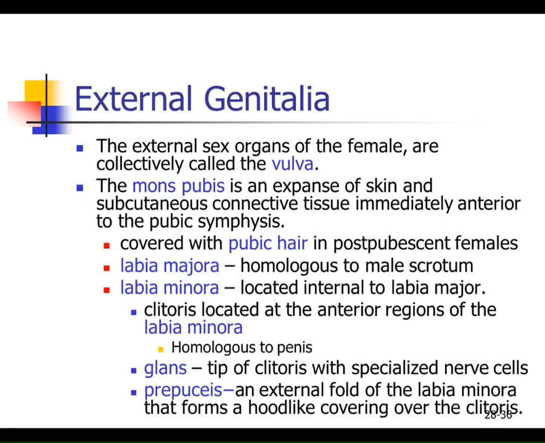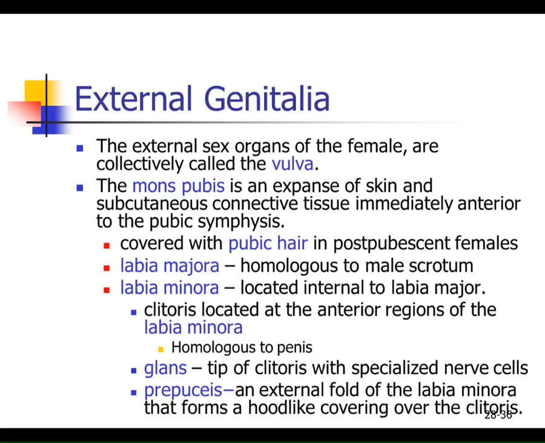And that's going to include the mons pubis, which is the hairy area where the pubic hair is sitting on top of the pubic symphysis. It's also going to be the labia majora, the labia minora. So what you can visibly see in the female collectively is the vulva. The clitoris will be located in the anterior regions of the labia minora.